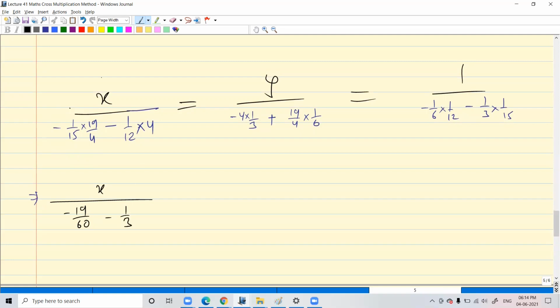At least something got cancelled. Anything else cancelling anywhere? No, nothing is getting cancelled. So let's multiply everything and write it down. y by, this is minus 4 by 3. What about this guy? 19 by 24.